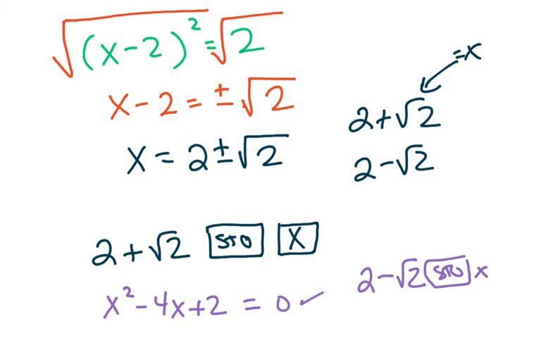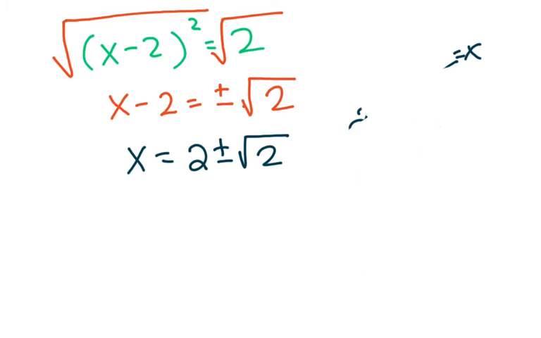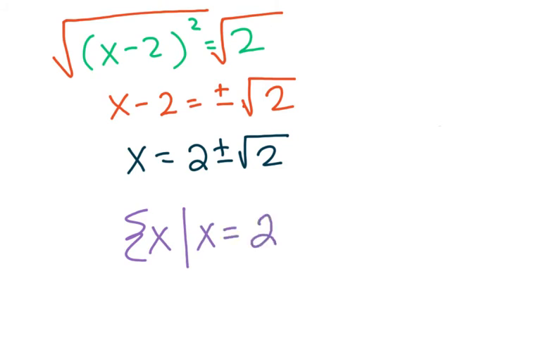So when I come up with these solutions to my quadratic, I'm going to write them in set notation. So I'm going to write x such that x equals, and you can just write it all at once, 2 plus or minus the square root of 2. We do that a lot with quadratics.